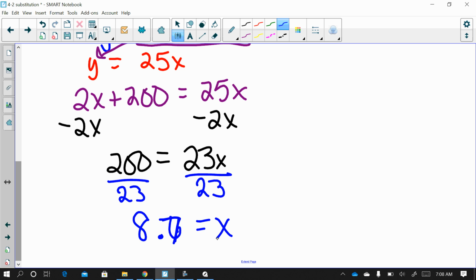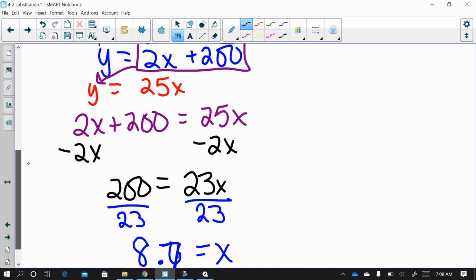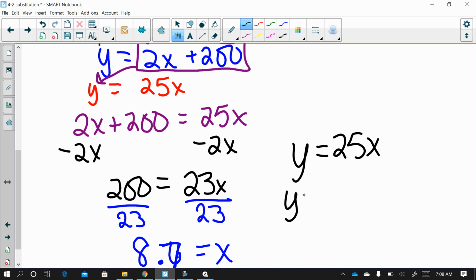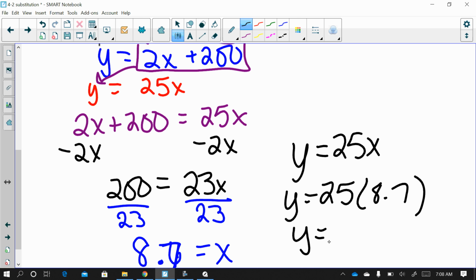Okay, so let's see how much money that actually is. Okay, well, I've got two equations here. I like the bottom one better. It's a little easier to work with. So y equals 25x. But instead of writing x, I'm going to plug in 8.7. So y equals 25 times 8.7. y equals $217.50. So I mow 8.7 lawns, my revenue equals my expenses. So if he mows 9 lawns or more, he's going to make more money than what he's spending. Okay, he needs to mow at least 9 yards.